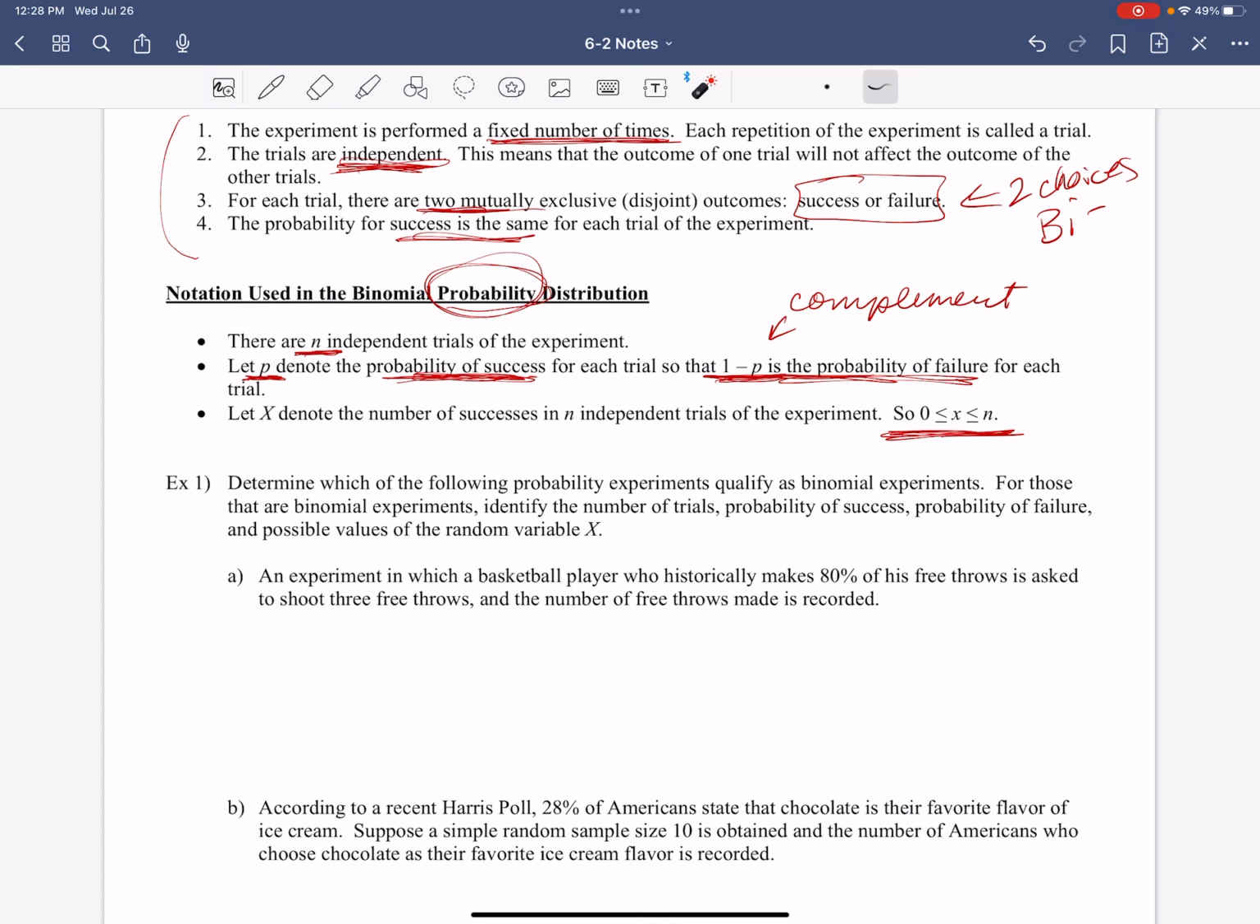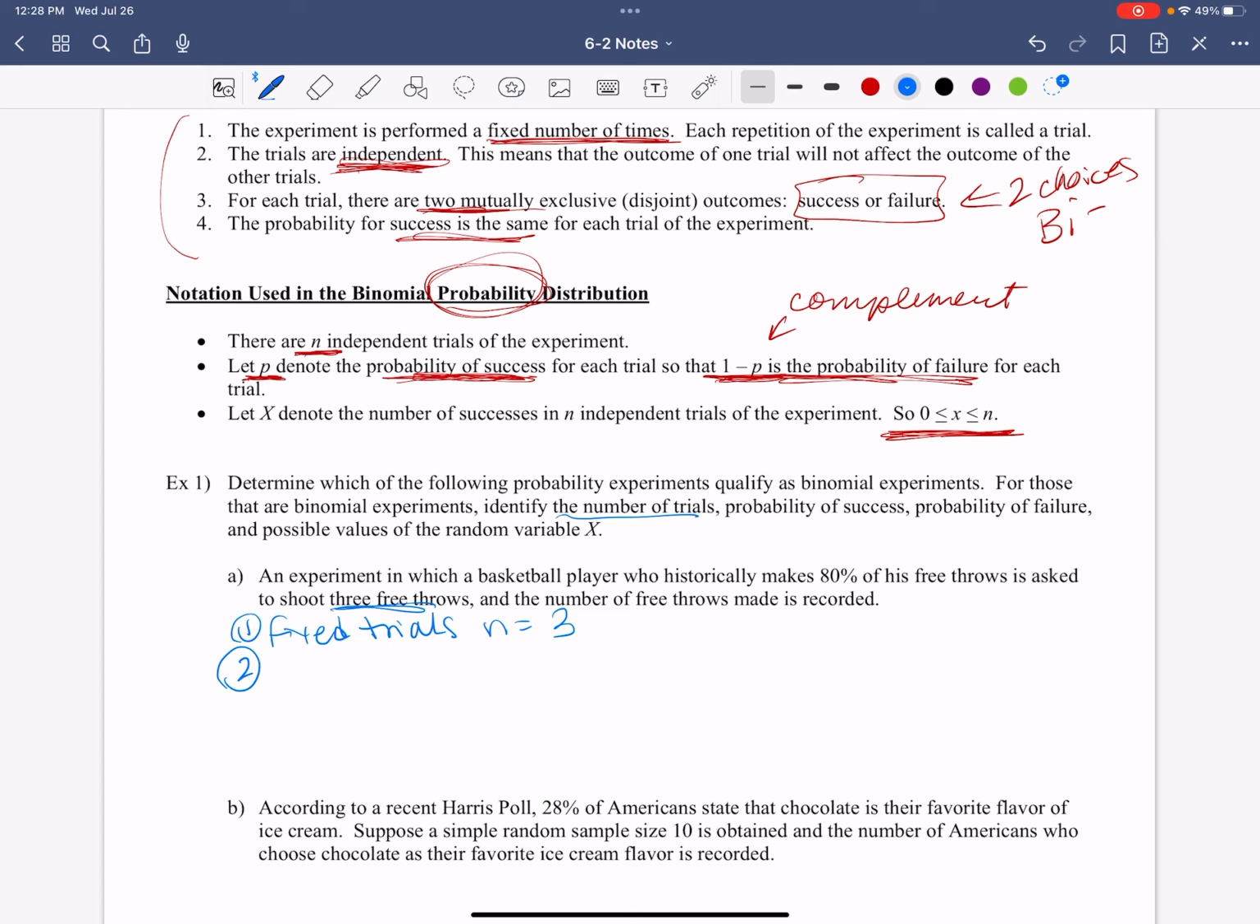All right, an experiment in which a basketball player who historically makes 80% of his free throw goals is asked to shoot 3 free throws, and the number of free throws made is recorded. Let's look at our criteria. Criteria number 1, the experiment is performed a fixed number of times. Is this a fixed trial? Yeah, they're going to shoot 3 of them. So N equals 3. So we are identifying the number of trials.